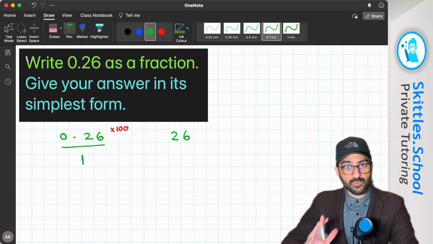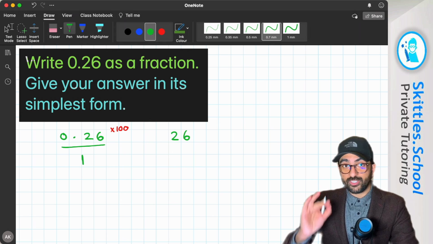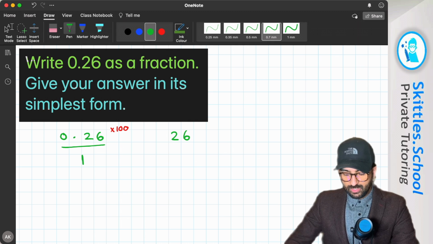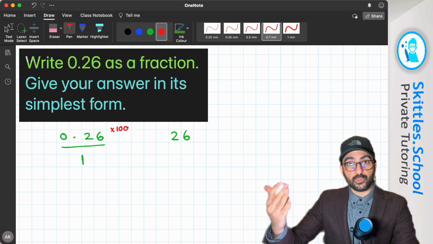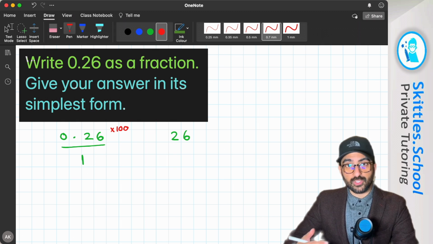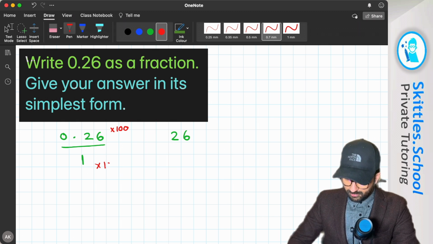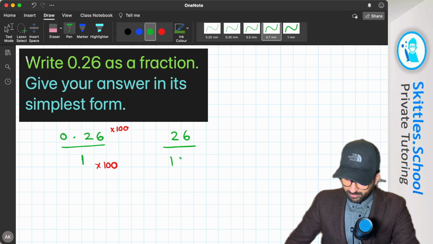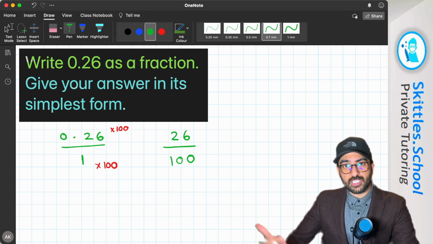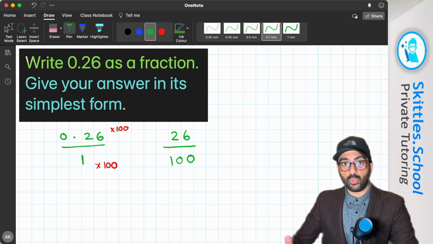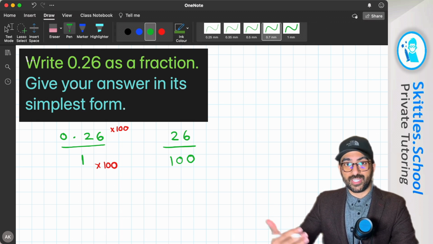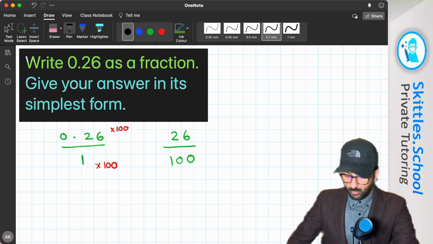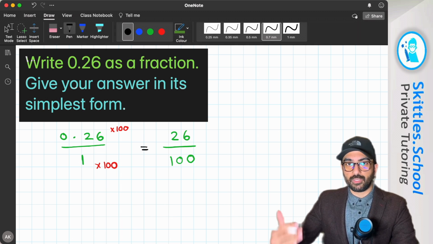But in fractions, there is a rule. The rule is, whatever you do to the numerator, you must do the same to the denominator. Whatever we do to the top, we've got to do the same to the bottom. In this case, we're timesing by 100, so we have to times by 100. So 1 multiplied by 100 is 100. And that's the first part of the question done. We've turned 0.26 into a fraction. Now the second part says we need to give our answer in the simplest form.